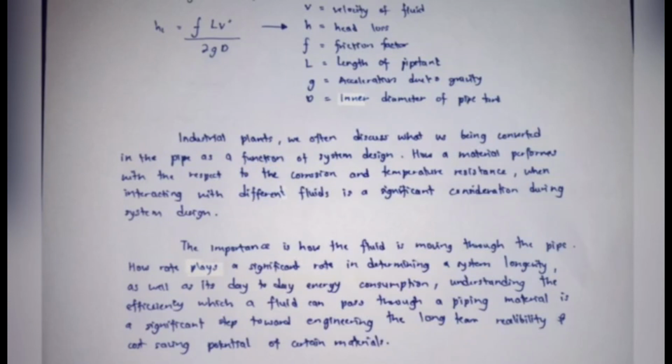Okay, in this picture, this formula of HL equals friction factor L V to the power of 2 over 2 g D. You can see in this picture, I explained what are V, H, friction, L, g, D. Under the formula, I explained the industry plans and the importance.